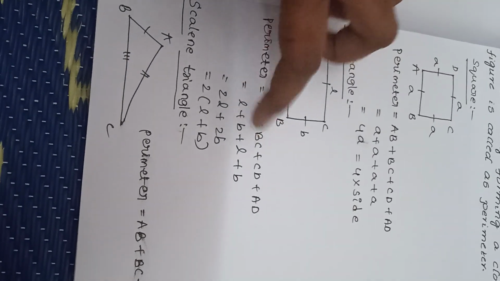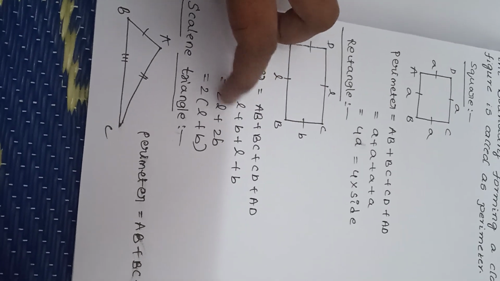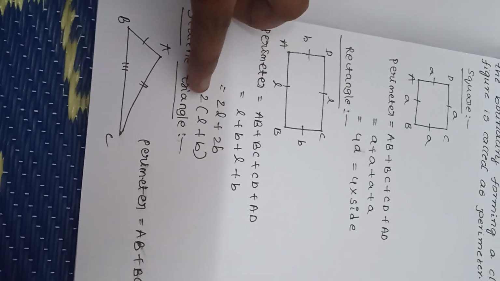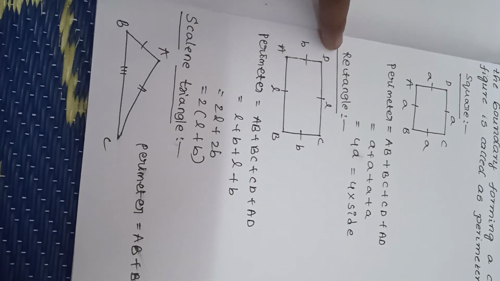So L plus L is 2L and B plus B is 2B. So in these two terms 2 will be common. 2 into (L plus B) is the formula for the perimeter of a rectangle.